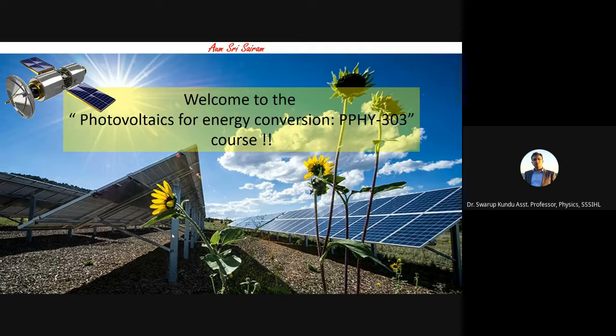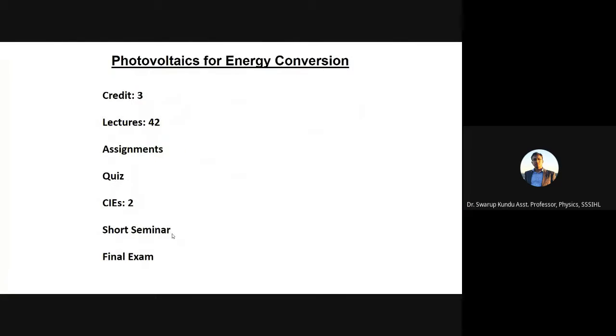So, first of all, welcome to this course, Photovoltaics for Energy Conversion. This course is designed as a 3 credit course, right? You all know. So, we'll have around 42 lectures in this semester. We'll have a couple of assignments, and a few quizzes. Then we'll have 2 CIs like regular semesters.